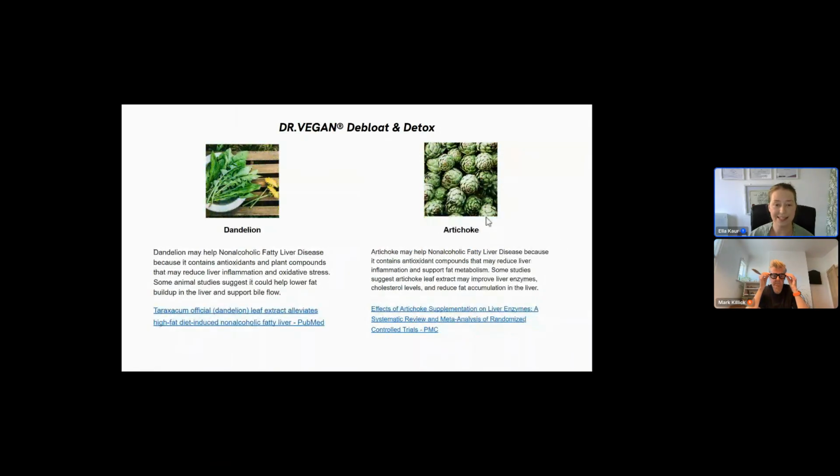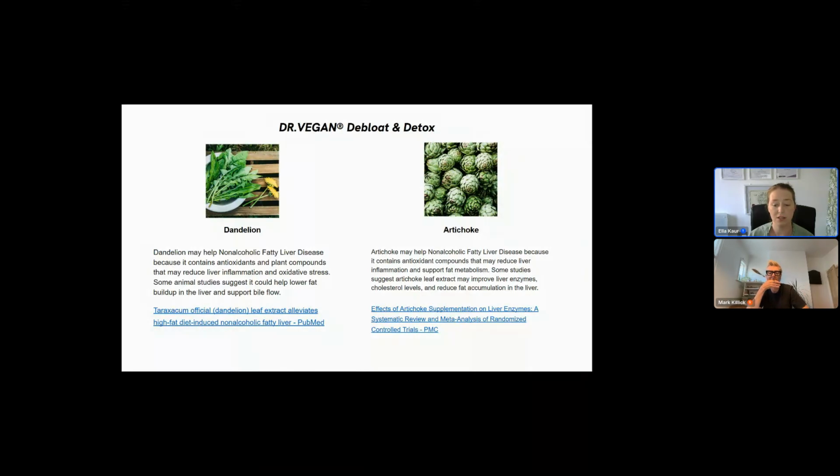Okay, so we also have dandelion in here as well. Dandelion helps fatty liver disease because it contains things like antioxidants as well as plant compounds, which also reduce liver inflammation and oxidative stress. Also, animal studies suggest that it can help lower fat buildup in the liver and also support bile flow. So it goes back to earlier when Mark was mentioning that having good bile flow is really important for liver health as well. So you're supporting those two areas with the dandelion.